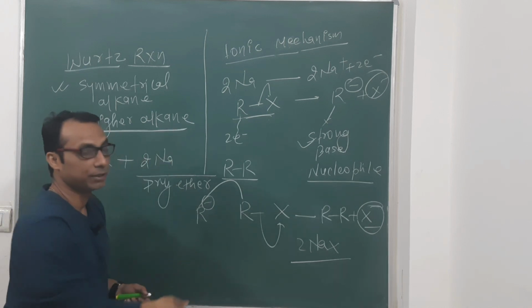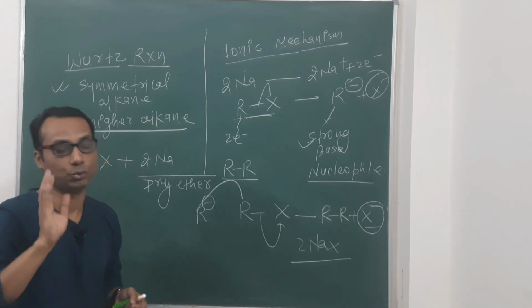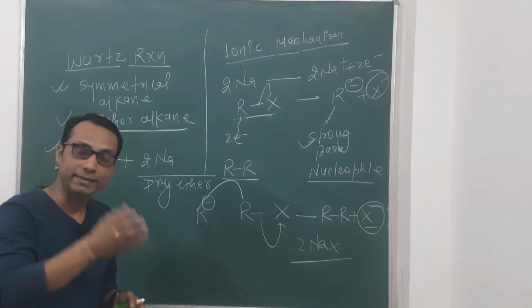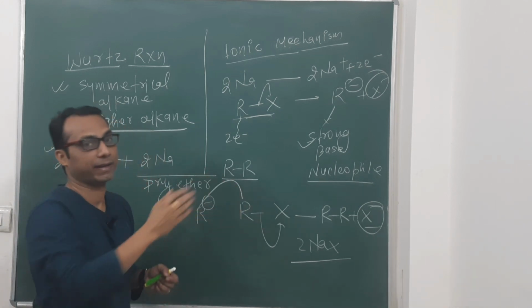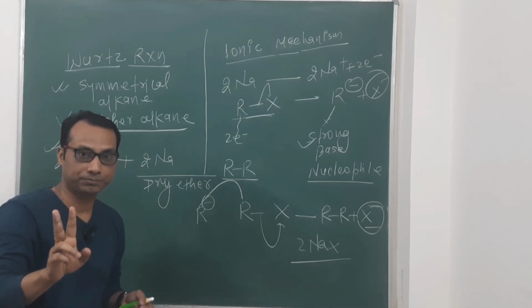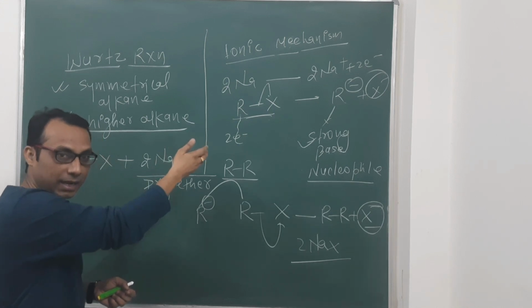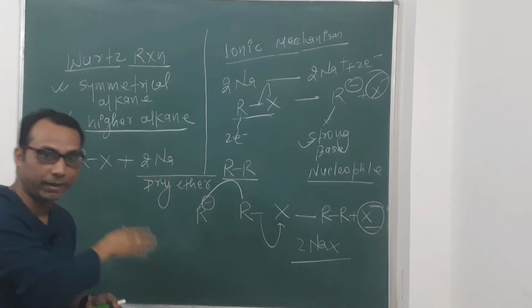Understood? This is the mechanism of ionic reaction, which is based on SN2. Now we go to the next, a free radical mechanism. So this compound, the Wurtz reaction, follows two mechanisms. One is SN2, which is ionic, and the second is the free radical mechanism.